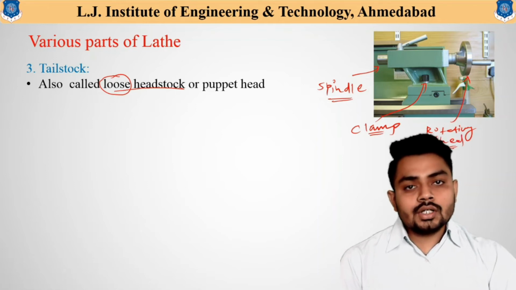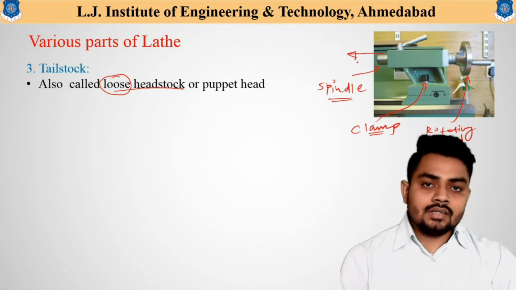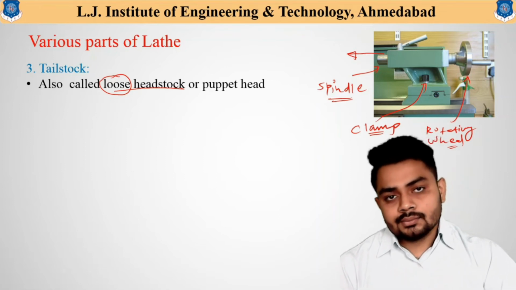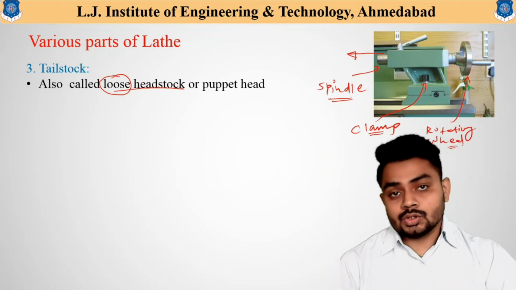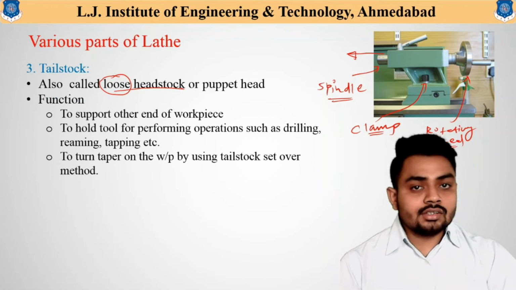So this particular rotating wheel helps to move the spindle in the outward direction or in the inward direction, based on the machining operation required. So these are the simple basic parts of the tailstock. Now, what are the important functions of the tailstock?